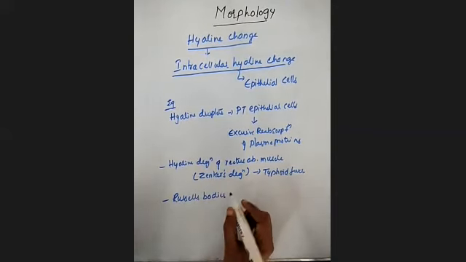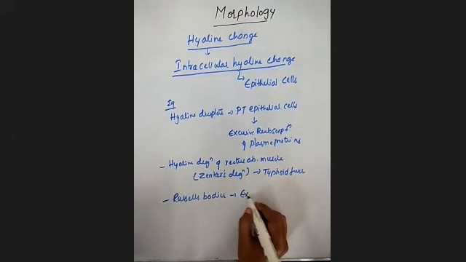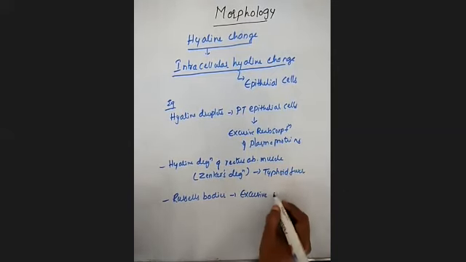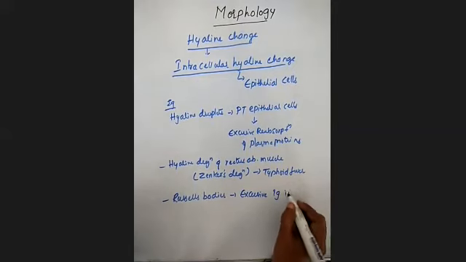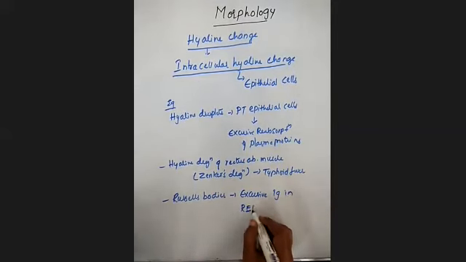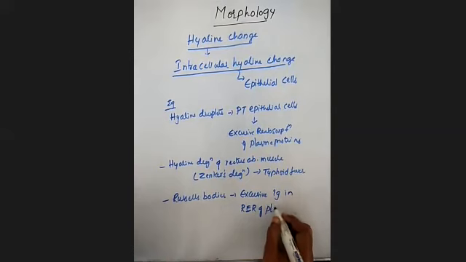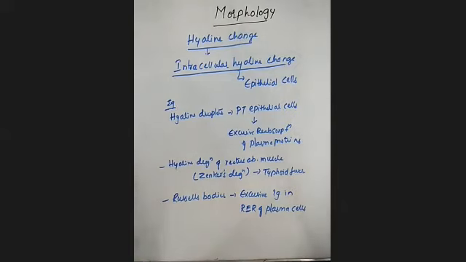Okay, Russell's bodies mean there will be excessive immunoglobulins in the rough endoplasmic reticulum of plasma cells. Clear? You may see this also if they are going for any blood tests. In those cells, if the rough endoplasmic reticulum has excessive immunoglobulins, which will exist like bodies, that you will call Russell's bodies. So this is all regarding the intracellular hyaline change.